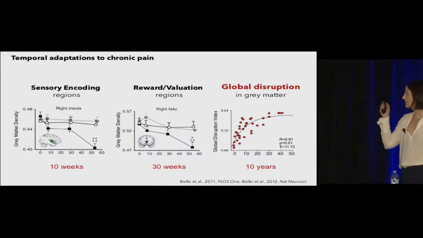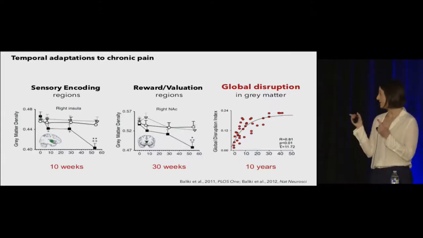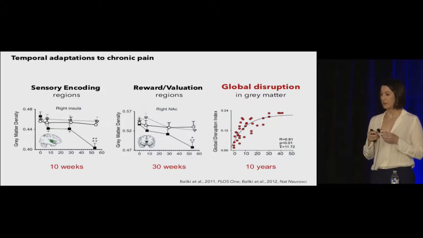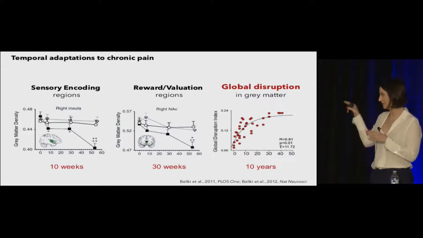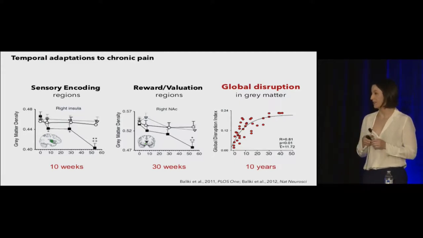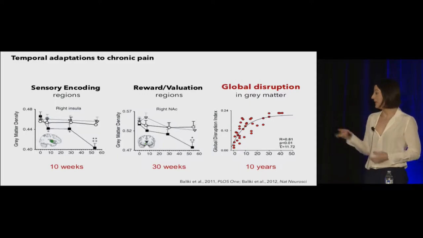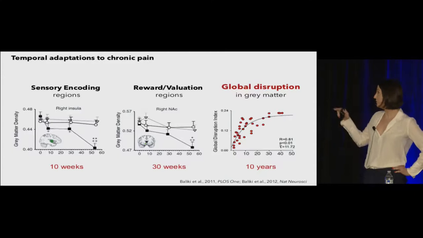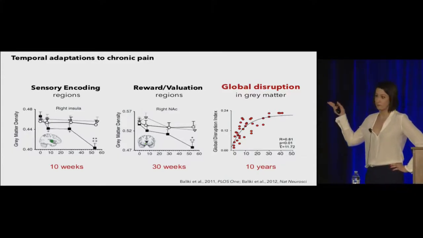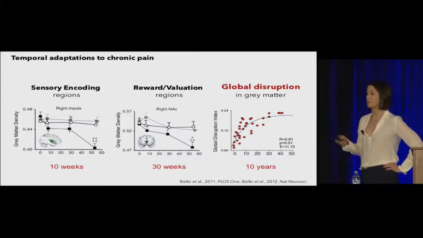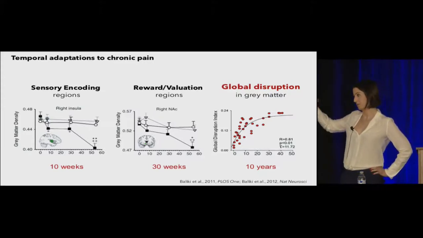So the last one, the global disruption in gray matter, this is from a single index. It was calculated on how disrupted brain region to brain region correlations were, but across the whole brain. So it's a tricky index, but it essentially means globally how much change is occurring. And if you plot people based on the duration of pain that they've experienced, you see a very rapid increase in reorganization over the first 10 years or so that stabilizes.